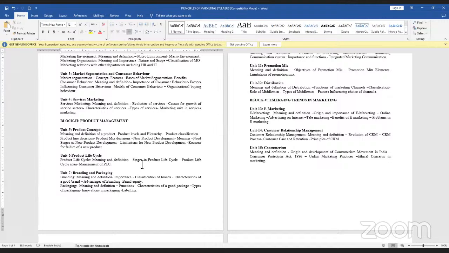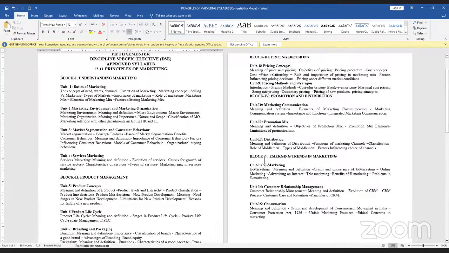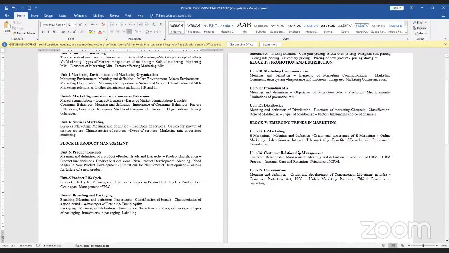The second block talks about product management. You have 5 units in total. The first one talks about product concepts, what is a product, the classification of products, how product line decisions are taken, the product mix decision, new product development, limitations of new product development, and reasons for failure of new products.